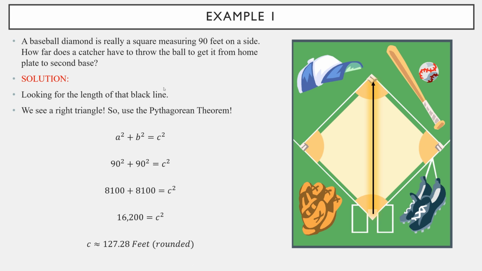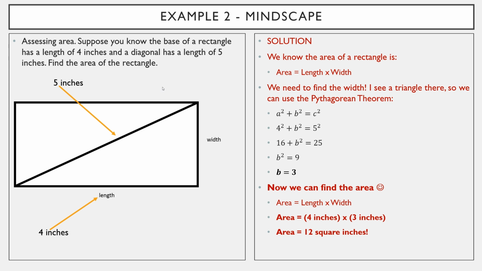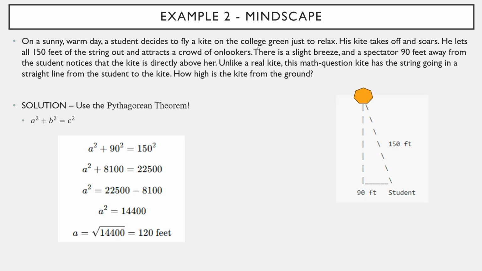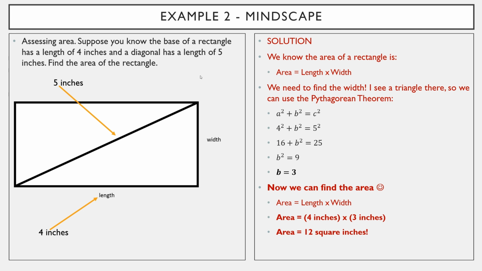Let's do another one. I have two Mindscape problems here for the next two. These are problems from the textbook, and this one is about assessing area. Suppose you know the base of a rectangle has a length of 4 inches, and a diagonal of 5 inches.